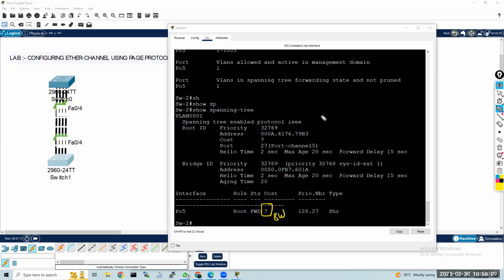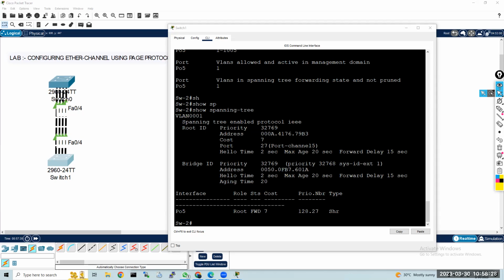So previously it was showing 19, right? Do you remember? Higher the cost, lower the bandwidth. Lower the cost, higher the bandwidth. Yes, higher the cost, lower the bandwidth.